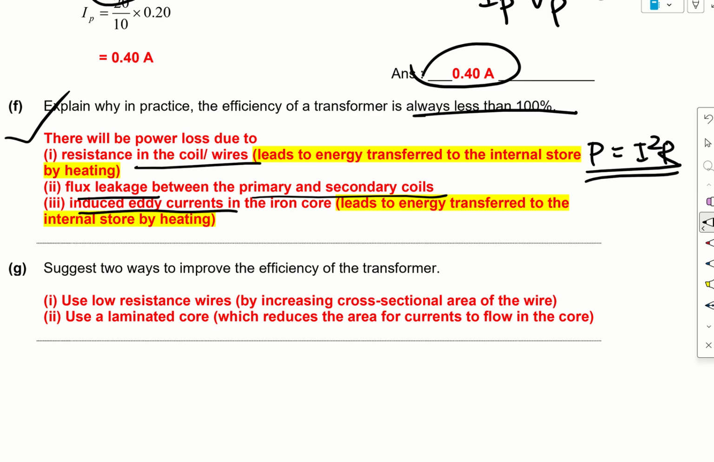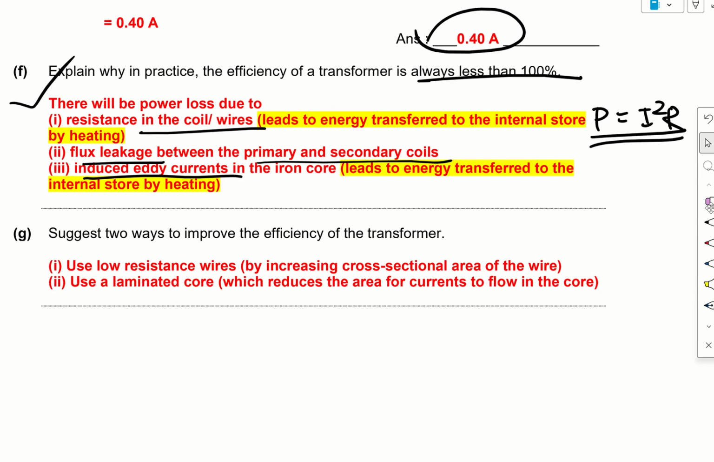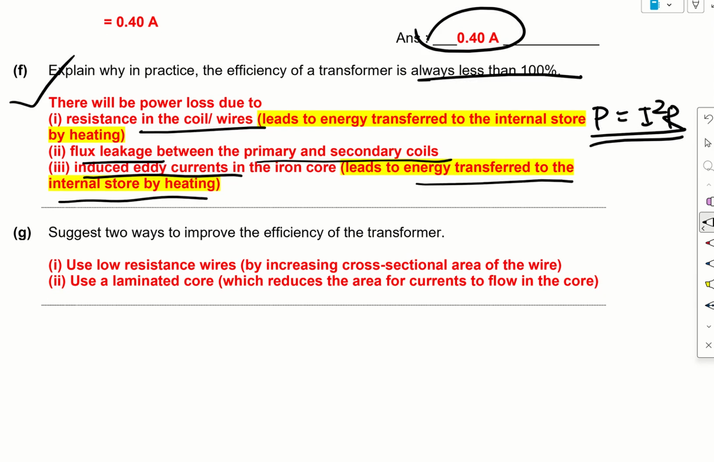Or there will be an induced eddy current in the iron core, and then this leads to energy transferred to the internal store by heating. So we actually have a transformer in your laptop charger, so that's why sometimes you touch it after a long period of use, you feel that this thing becomes hot.